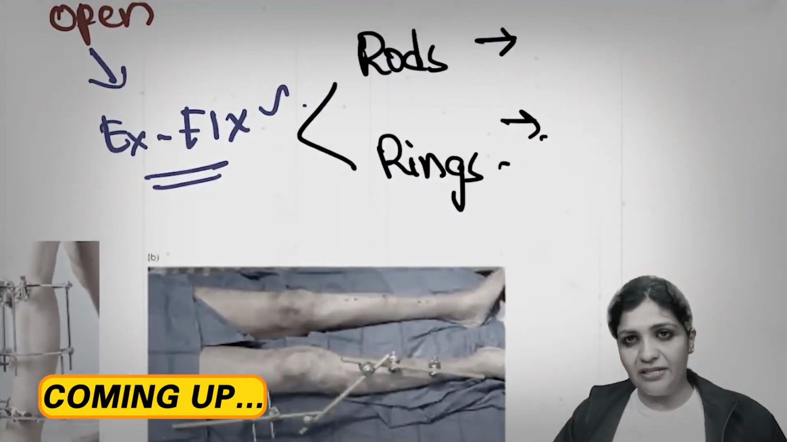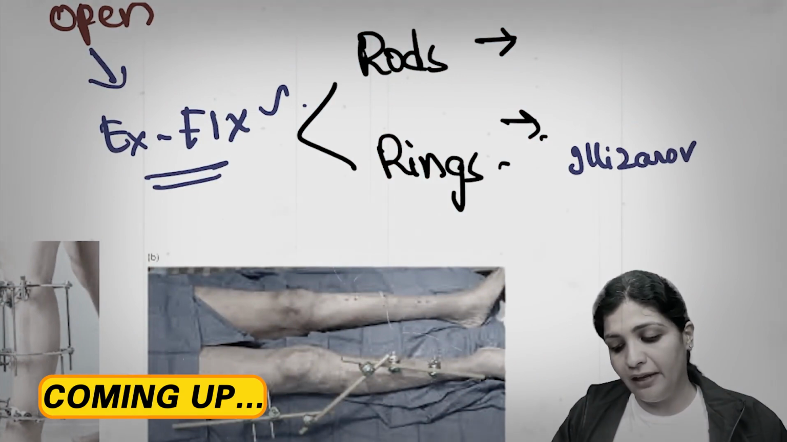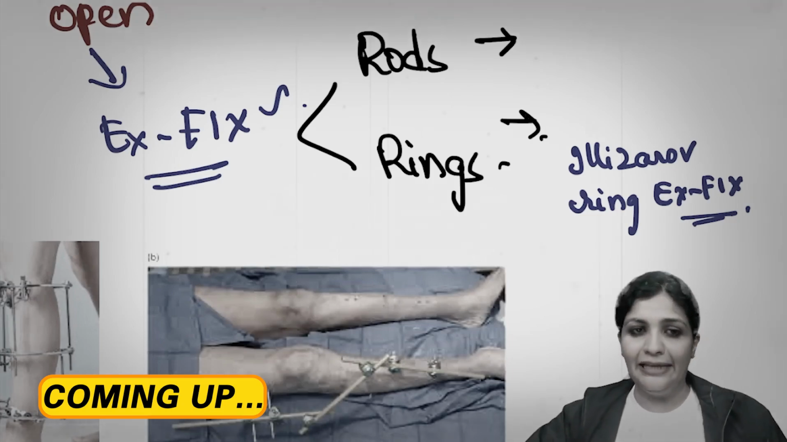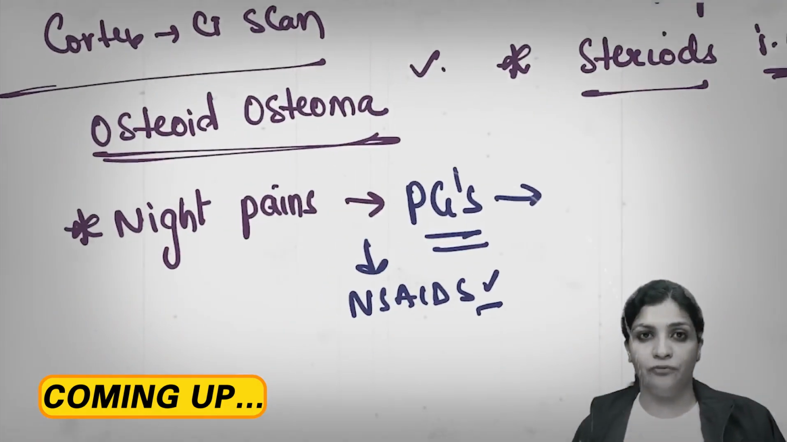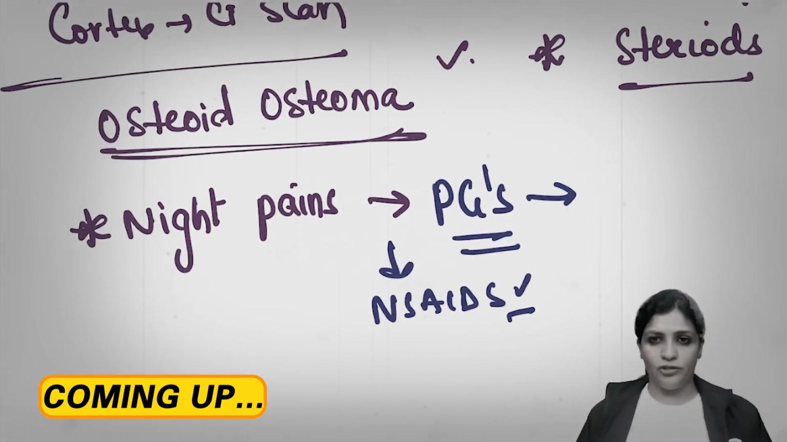This ring X-fix is also called as Ilizarov ring external fixator. Right? Very important. It is asked in the exam. It results in relief of the pain, and this is also considered as a therapeutic treatment for the osteoid osteoma.